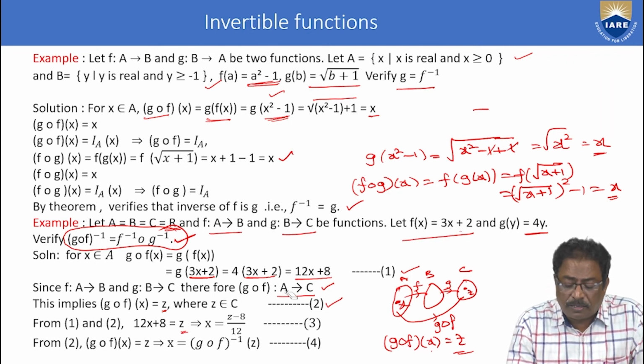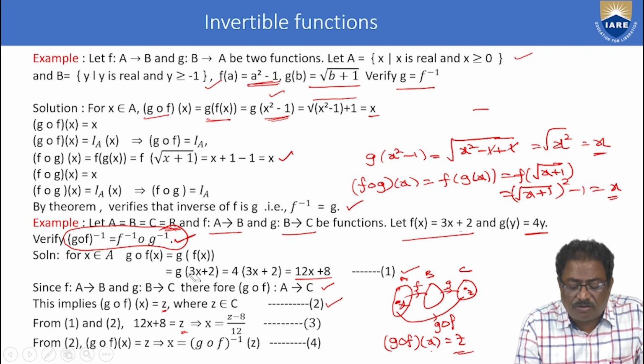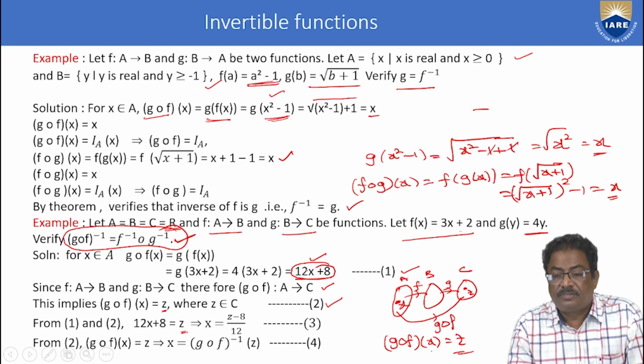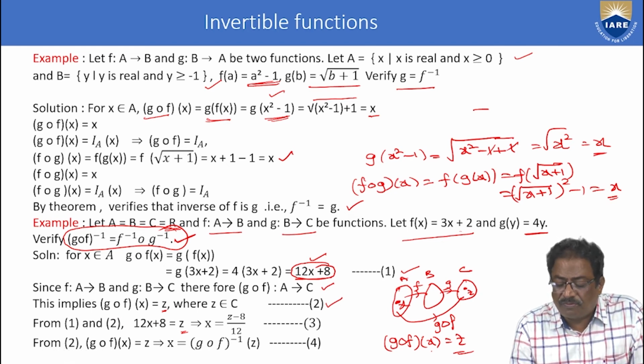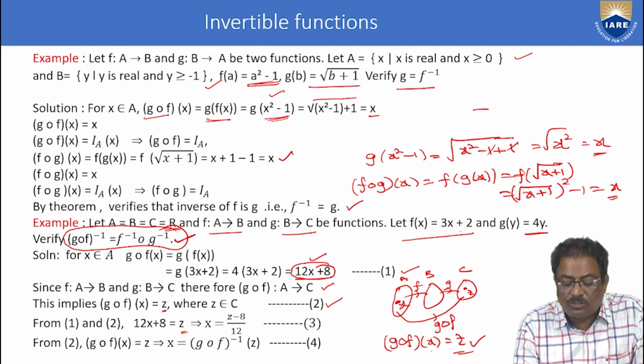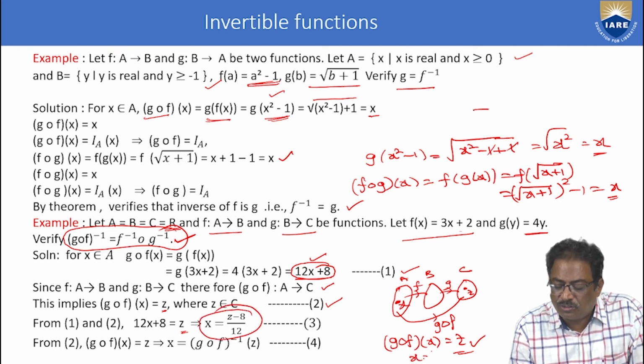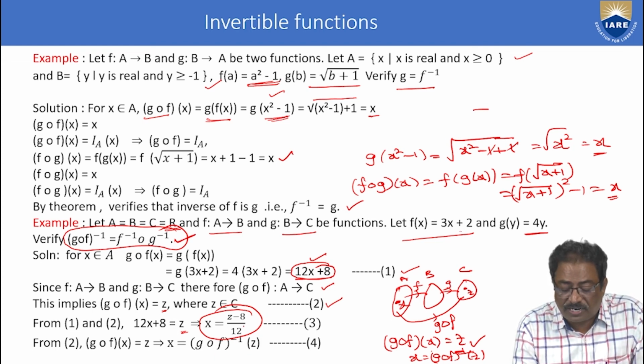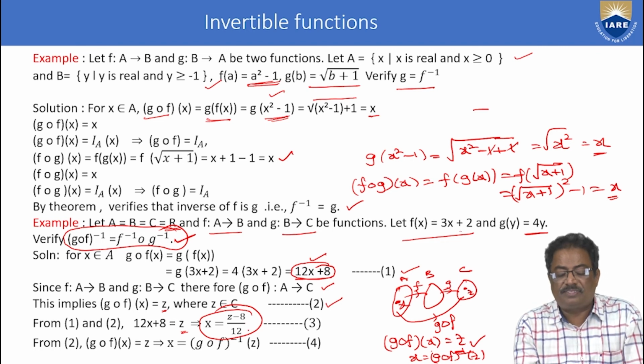I am just taking g of f of x from equation 1. And now g of f of x is equal to z, so z is equal to 12x plus 8. So now I am going to get x. What is x? x is equal to (g∘f) inverse of z. So (g∘f) inverse of z is equal to (z minus 8) by 12.